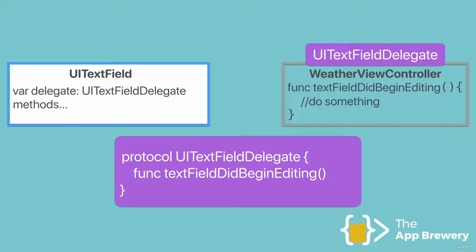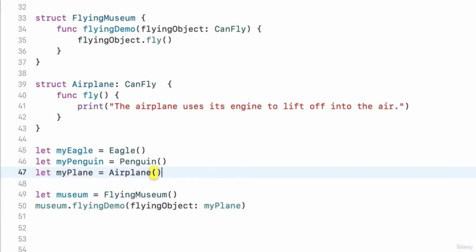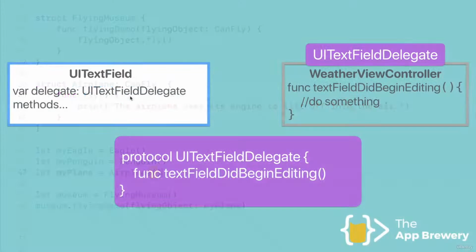Now, this delegate property has a required data type. In order to set a class or a struct as the delegate of the UI text field, it must conform to this UI text field delegate protocol. So you must be of this data type. Just like in the last lesson, in order to partake in the flying demo of the museum, you had to be of the can fly type. In this case, in order to be the delegate of the text field, in order to be notified when certain things in the text field change, you must conform to this UI text field delegate.